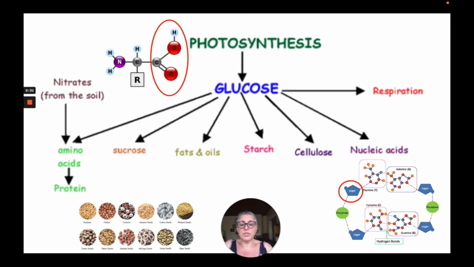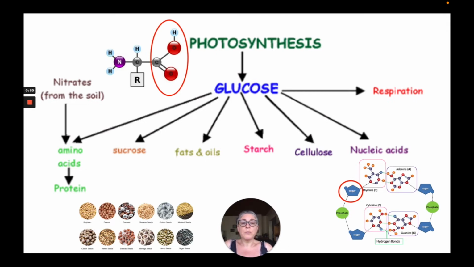So before we get to that, let's just talk about the other components in this diagram that we've been looking at. So we've looked at respiration, cellulose, starch, and sucrose. So let's quickly take a look at the amino acids that form proteins, fats and oils, and the nucleic acids.